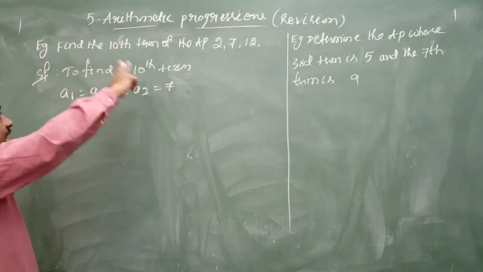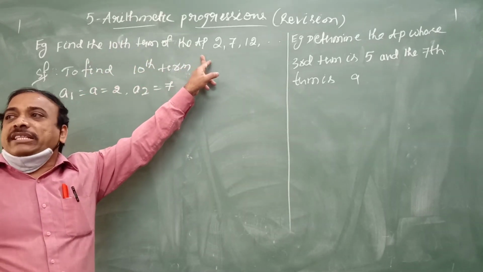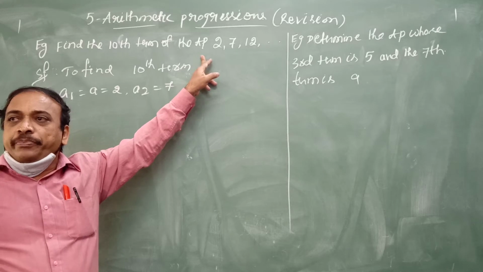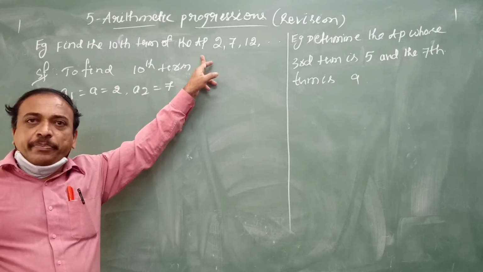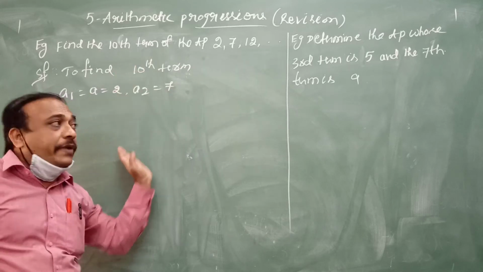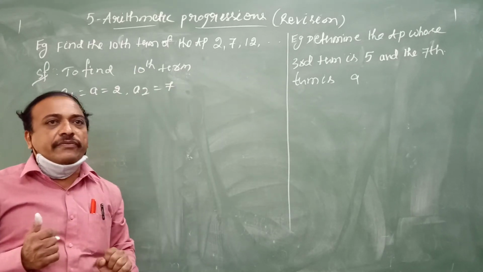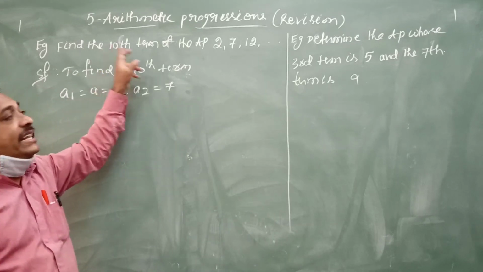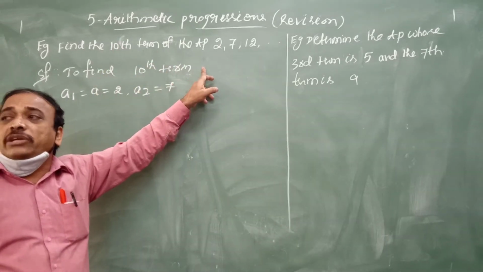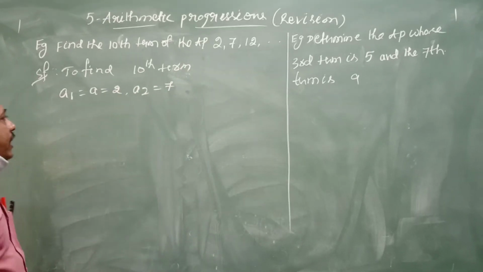He is asking directly to find the 10th term, so you need not verify again whether it is AP or not. If the question says to verify whether it is AP or not, then you need to find out as in the previous question. Directly when they are asking for the 10th term, you need not find the common difference every time. Only the first two terms you can find out.